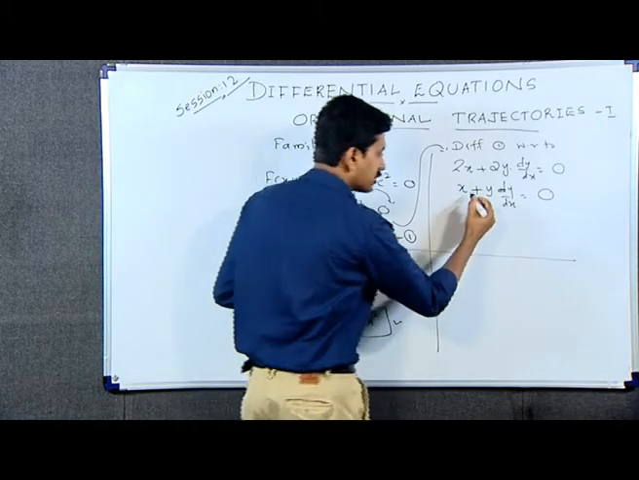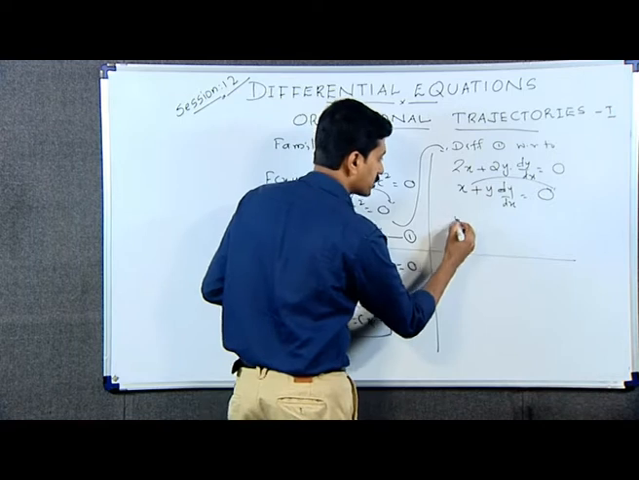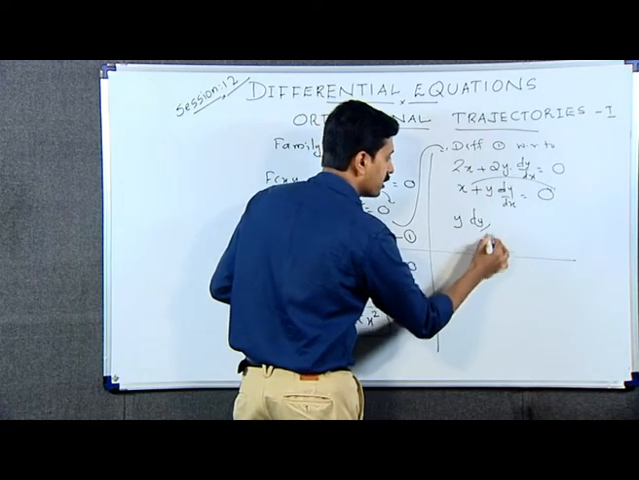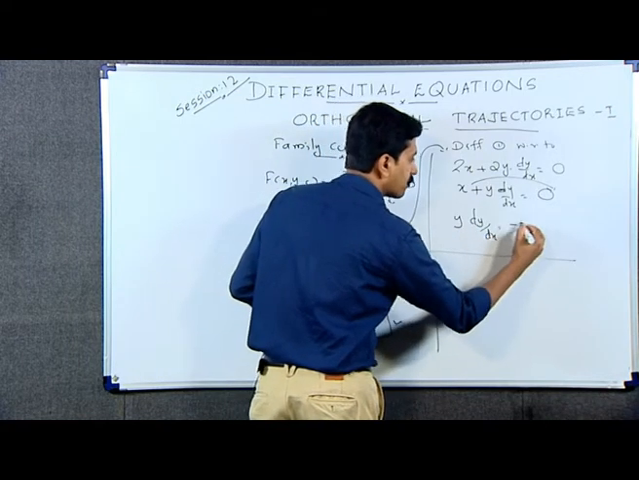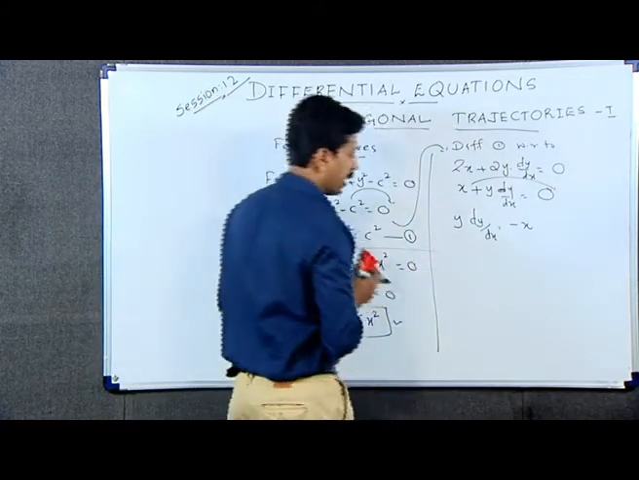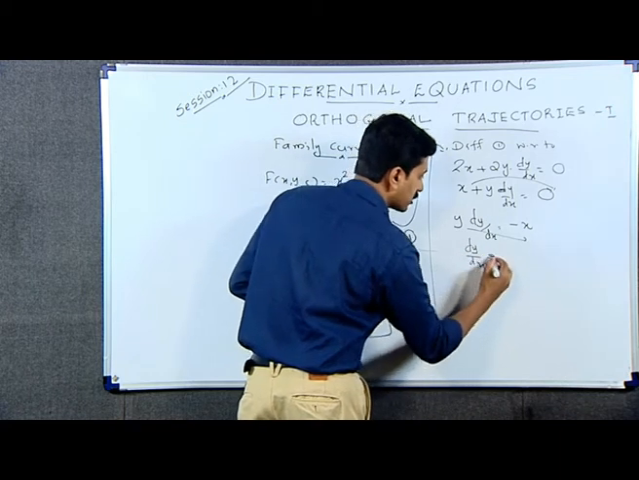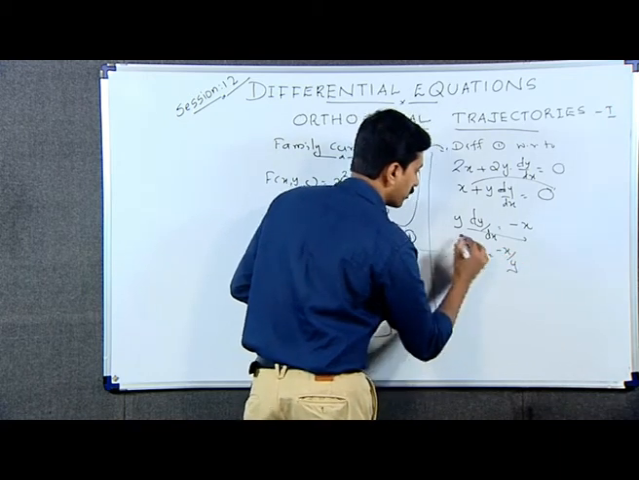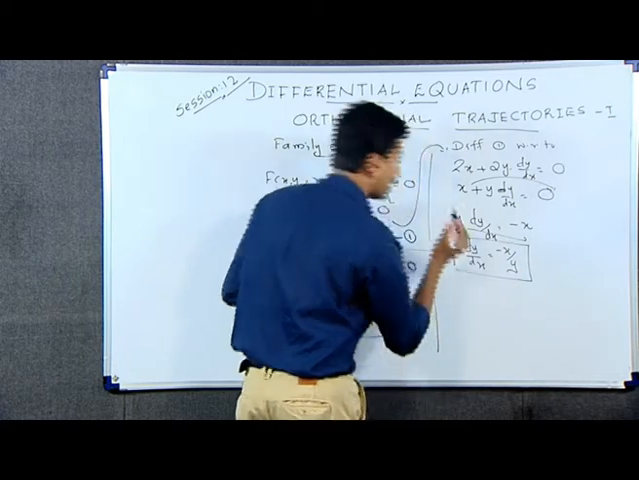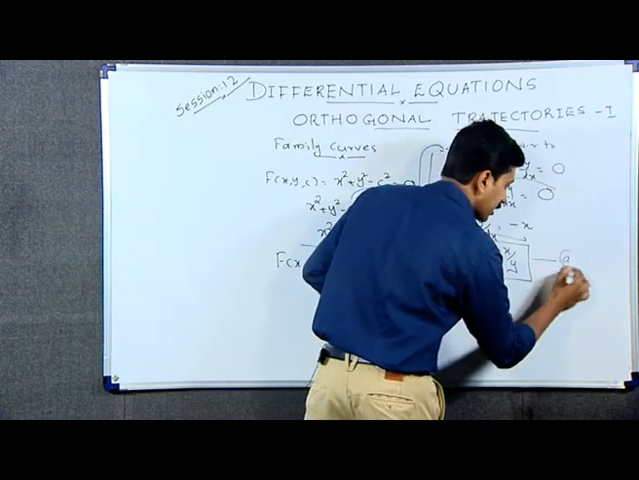I am taking this x to the opposite side, plus x becomes minus x, so y dy by dx is equal to minus x. See what will happen, I am taking y to the denominator, therefore dy by dx equal to minus x by y. I am treating this as equation A.